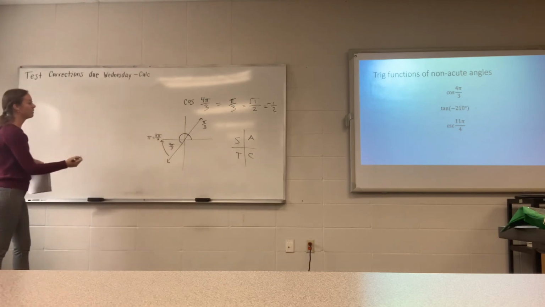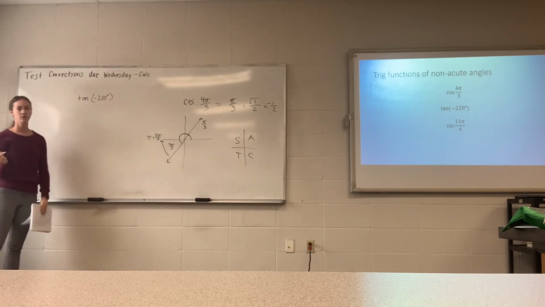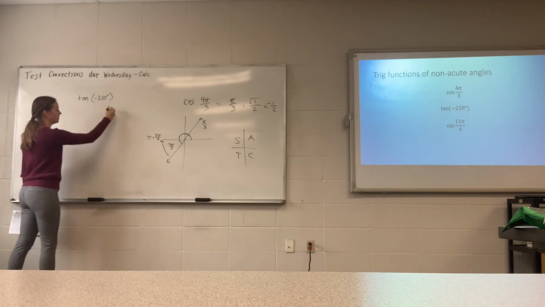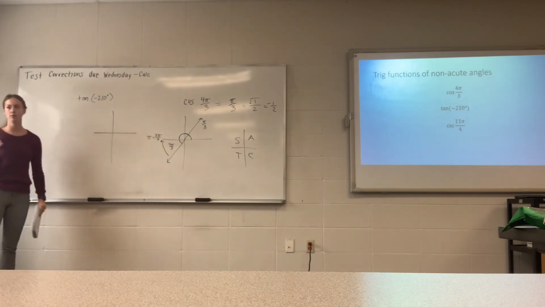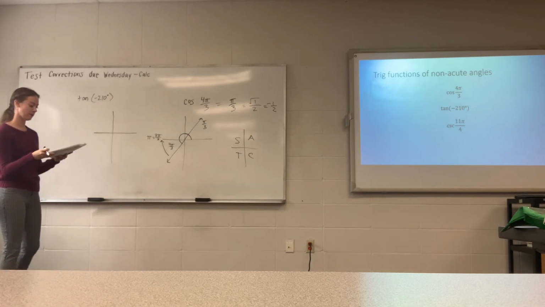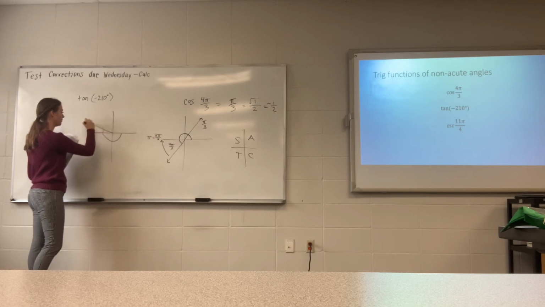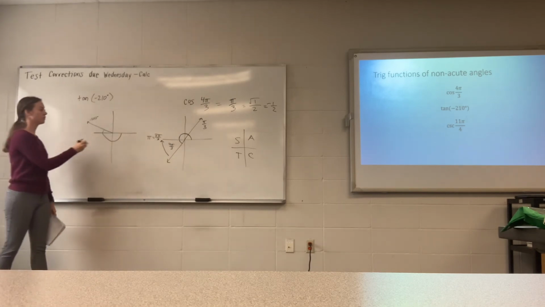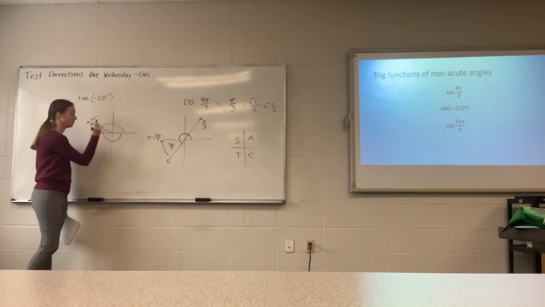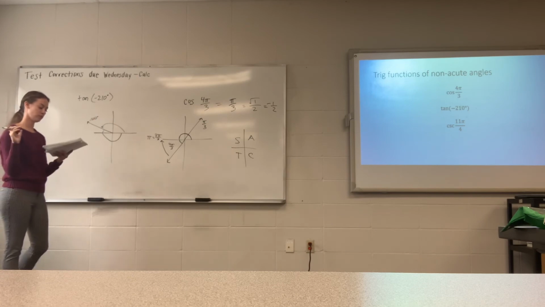Okay, so this one, I'm trying to figure out my tangent at negative 210 degrees. First of all, I need to figure out where this angle is. If it's negative, what does that mean? Backwards. Yeah, we go backwards. Negative 210, where might that be? This would be 180, so a little bit more. So this is going to be negative 210 degrees. If I were to go this way to find my coterminal angle, what would that be? Yeah, 150.